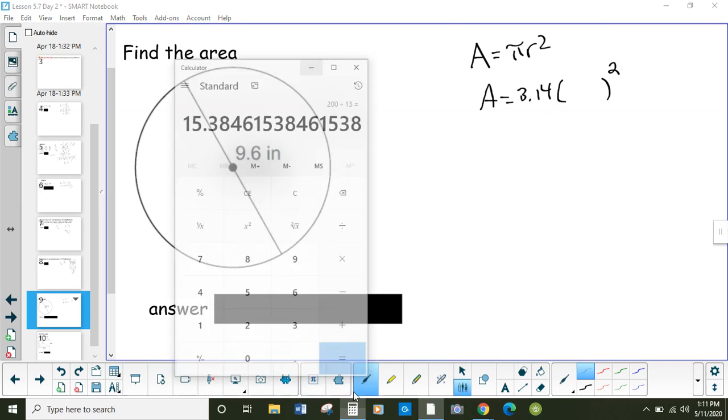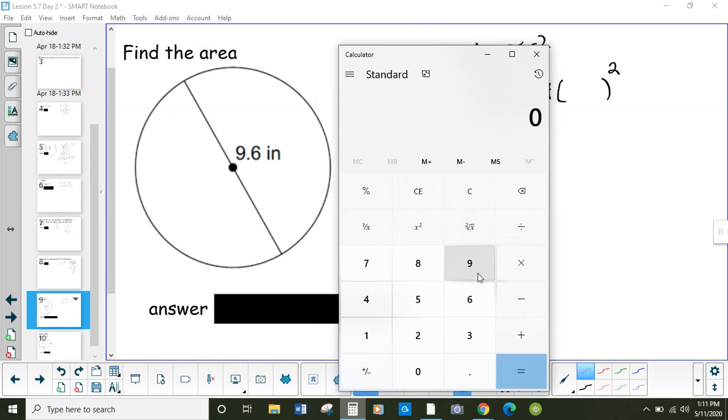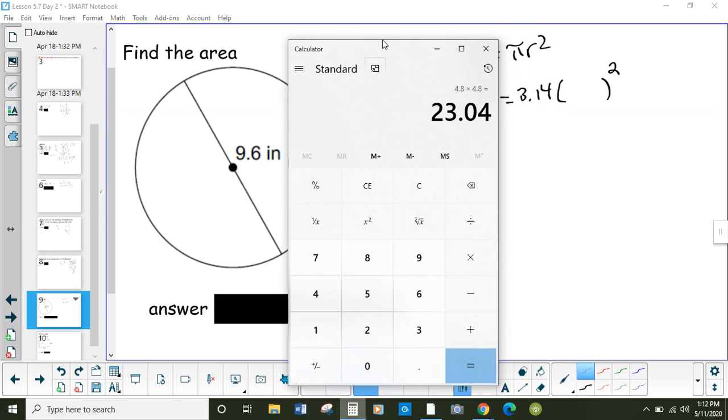So we'll go ahead and take our number 9.6, all the way through. Remember what that's called? And I hope you just said diameter right now. So divide it by 2 to get our radius because it gave us diameter. So we got 4.8. So I'll go 4.8 times 4.8. We want to do our exponents first. That equals 23.04. Now we can multiply that by pi.